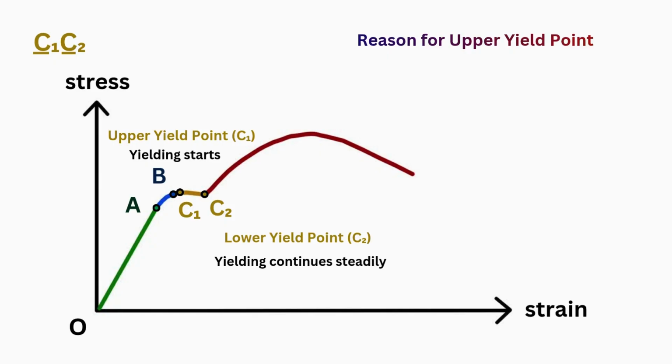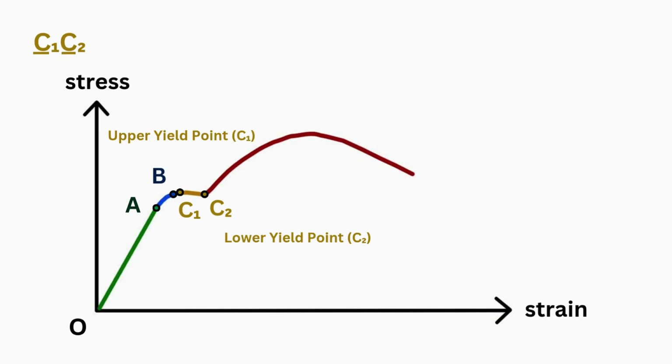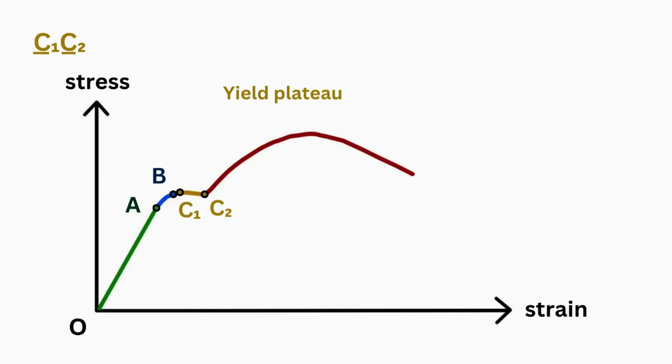Reason for the upper yield point: in mild steel, tiny atoms such as carbon or nitrogen can hold dislocations in place, making it harder for them to move. When the force becomes strong enough to break these bonds, the dislocations move suddenly, causing a quick drop in stress. After the upper yield point, the metal keeps stretching at almost the same stress level, forming a flat part on the stress-strain curve, called the yield plateau.